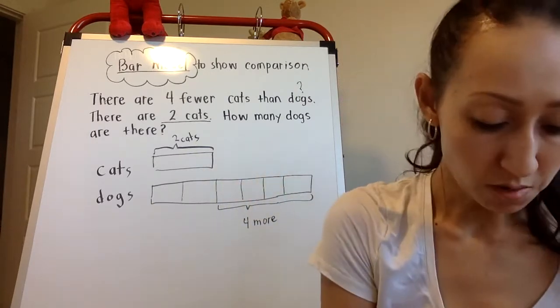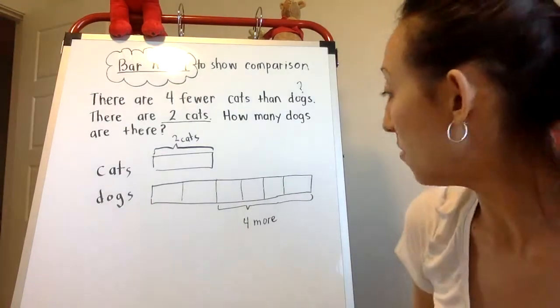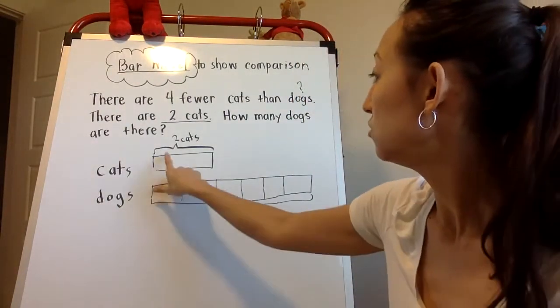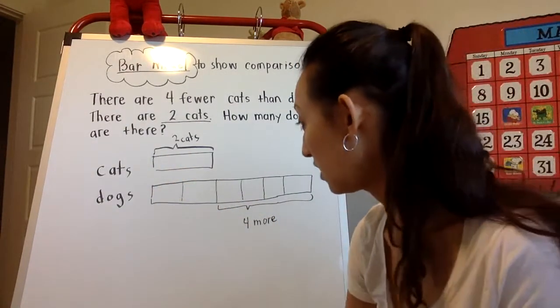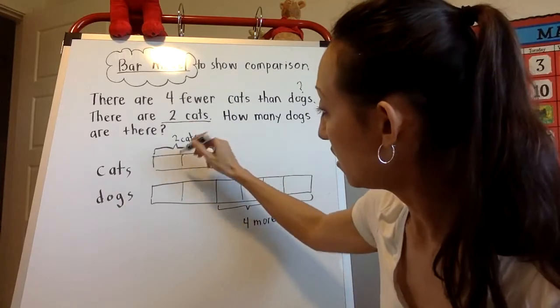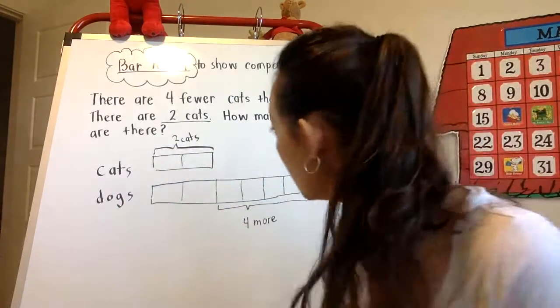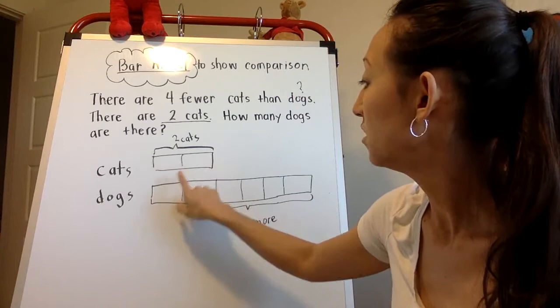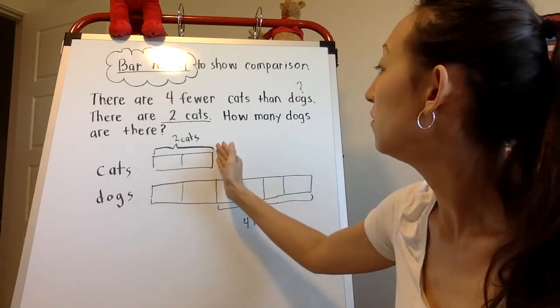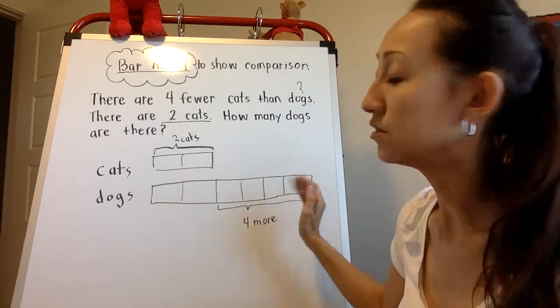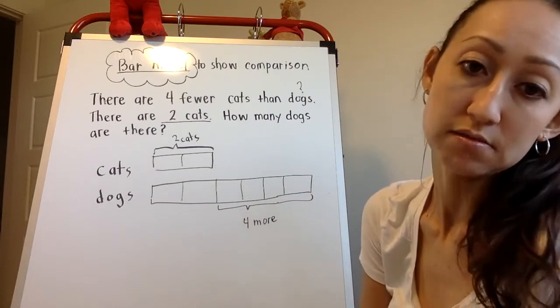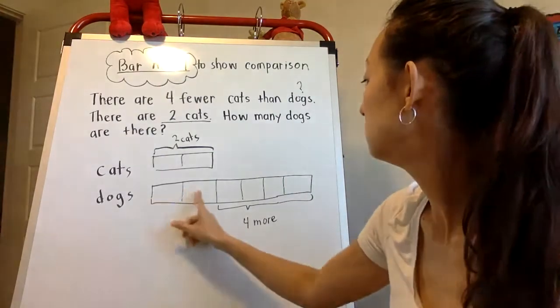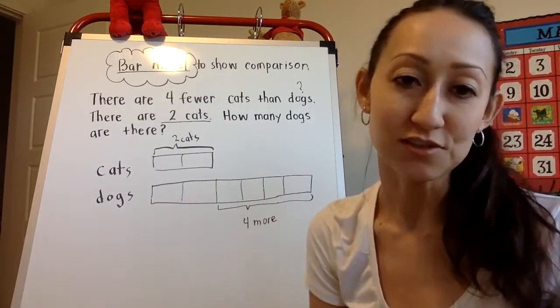Did you figure out how many dogs there are by looking at this bar model? So 2 cats. I can even mark that just to be even more clear. There are 2 cats, and there are 4 fewer cats than dogs, so dogs has 4 more than cats. Can we count that up? The answer is 6.